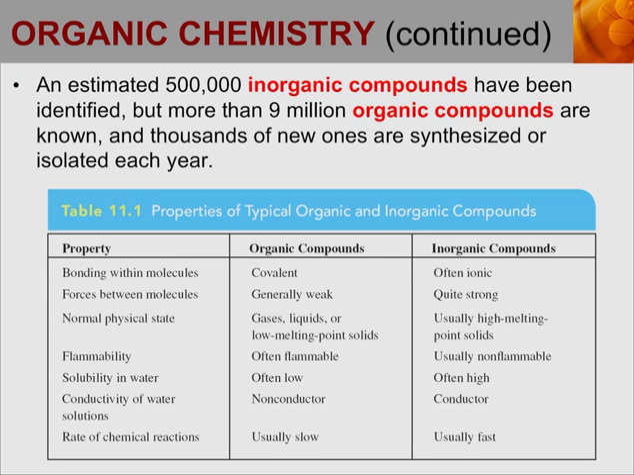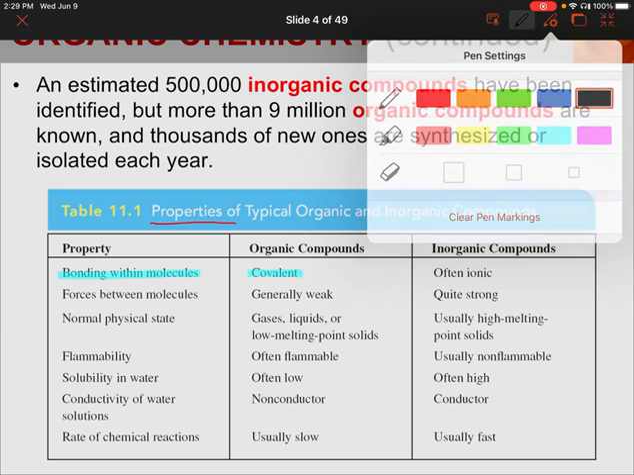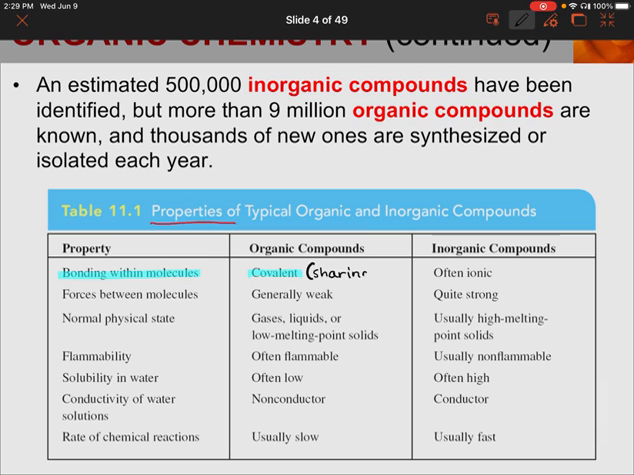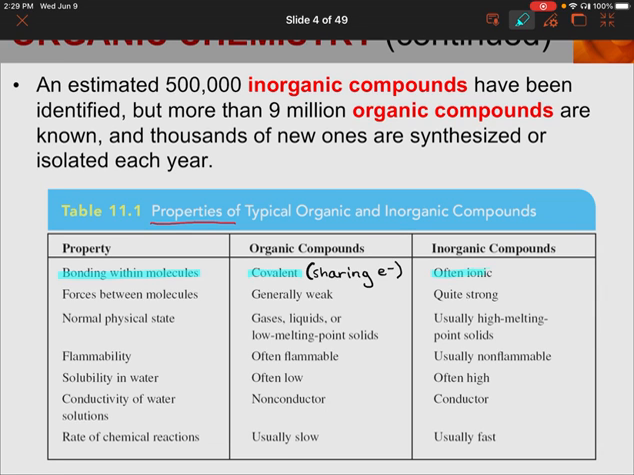All right, so let's look down below at some properties for organic and inorganic compounds. So, for example, let's talk about bonding within molecules. Organic compounds typically have covalent bonds between atoms. And what is a covalent bond? Do you remember? So remember, a covalent bond involves sharing of electrons, right? Now, inorganic compounds, on the other hand, often contain ionic bonds. Do you remember what ionic bonds are? So that's where we transfer electrons from one atom to another.